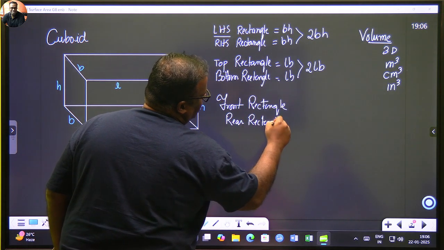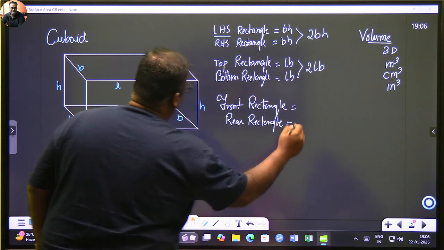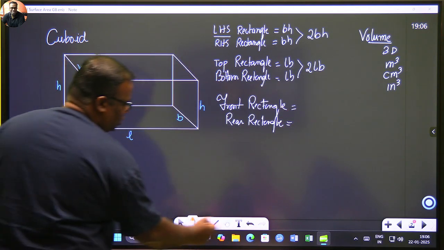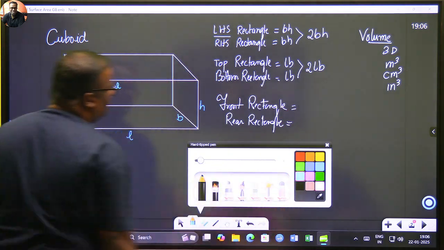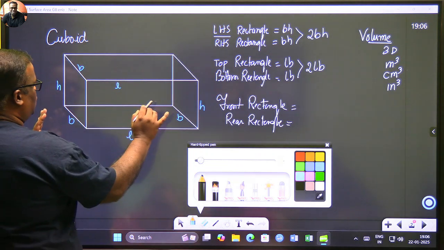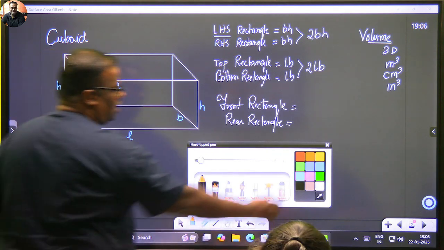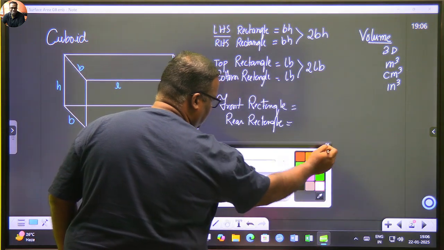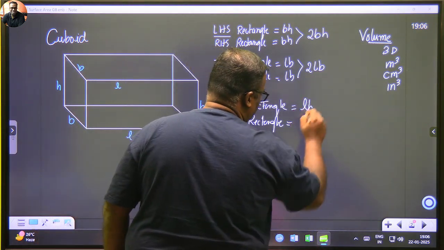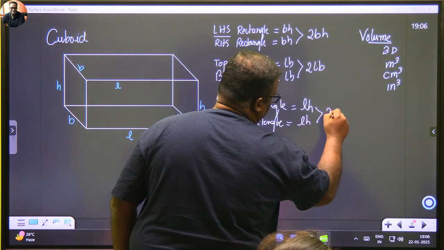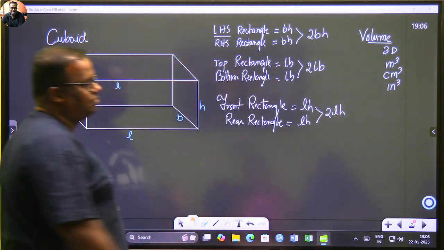Okay, tell me the areas of these two. Front rectangle is what? We have length L and the height is H. And the rear one is also L into H. Understood? Anyone who has not understood, stop me right here itself. So this is LH, this is LH. Both makes it 2LH. समझ में आ गया?